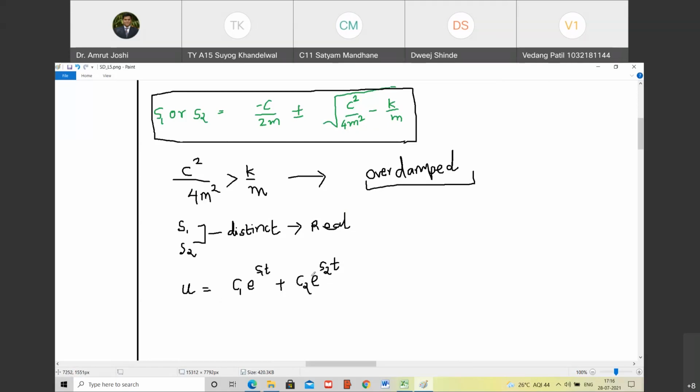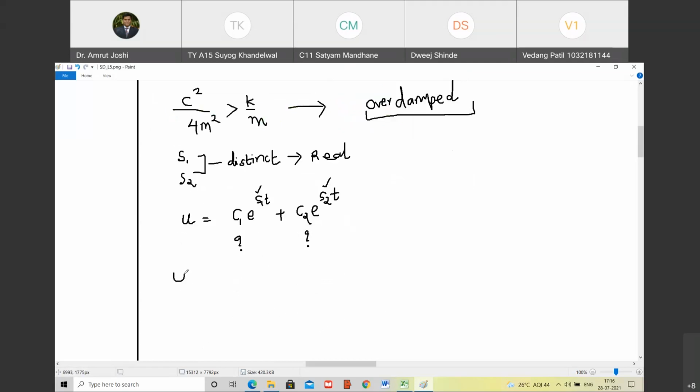So now how do I get the value of c1 and c2? Have we got the value of s1 and s2? Yes, s1 and s2 are known now in terms of c, m and k. So s1 and s2 are no longer unknowns, they are known quantities. What is not known is c1 and c2. Do you agree with me? Yes, sir. So what are we going to do? We are going to use boundary conditions. Happy? Yes. What does the first boundary condition say? U of 0 is u0.